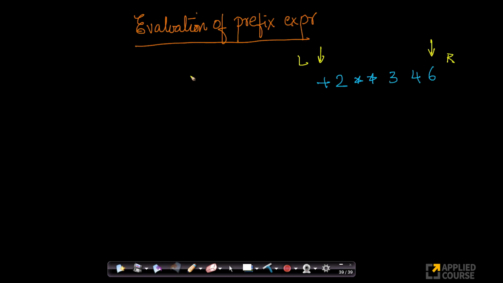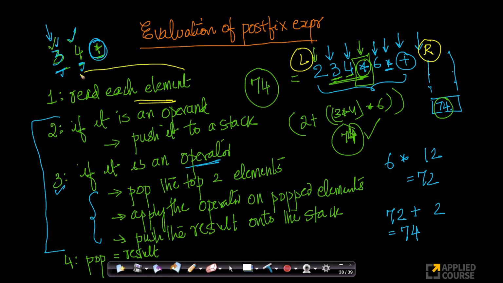Imagine I have my stack here. I'll start reading this element. First is 6. 6 is an operand. See, the only change would be this part. In postfix expression, we read the element from start to end, from left to right. For prefix, you just do the opposite.